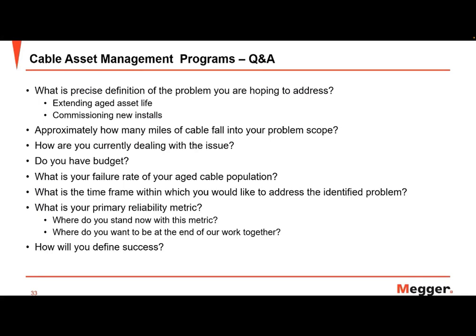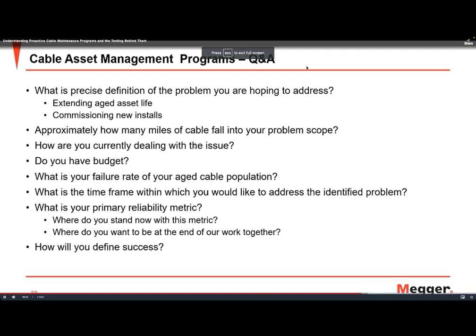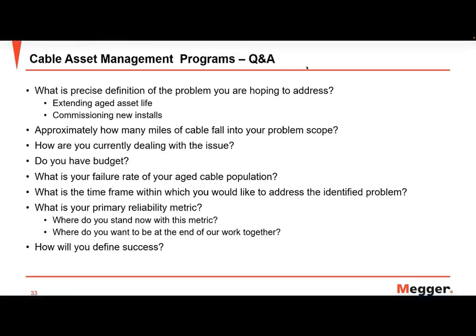How are you currently dealing with the issue? Are you currently dealing with it? Are you running a run to failure approach? Or do you have a budget? Do you know your failure rate? Do you know how fast you want to fix the problem? Do you have a reliability metric? And how are you going to define success? So these are some of the things that we need to work with you together on to make sure that we tailor your asset management solution to your needs and not just to the general needs.